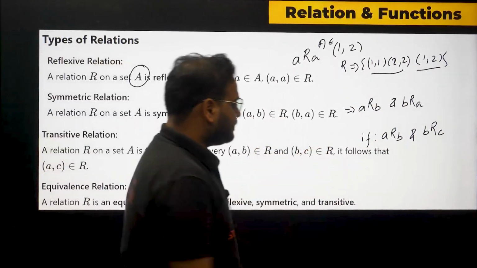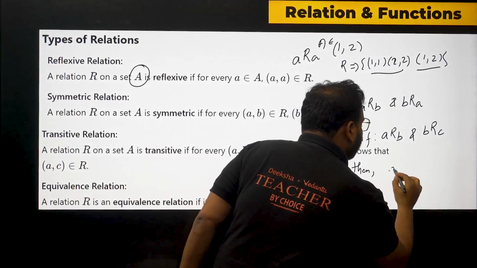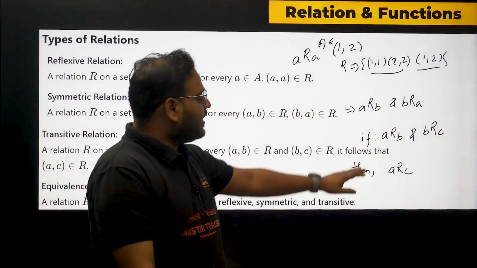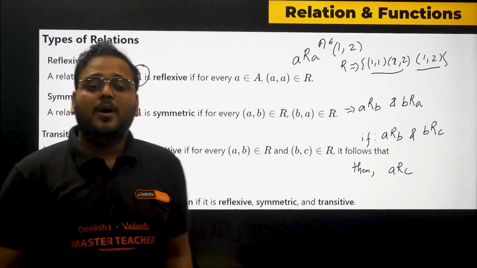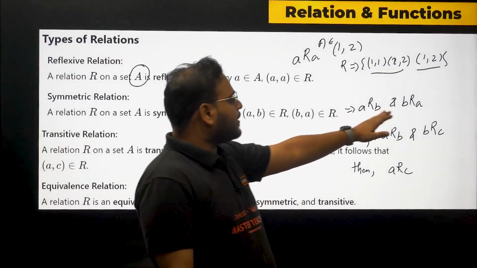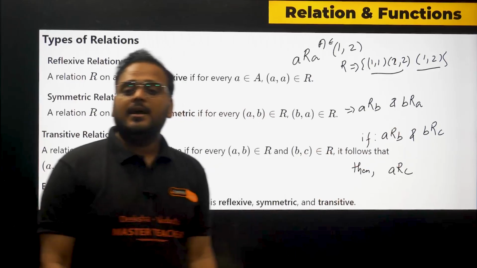Then the then condition is that ARC should also be true. It means that the ordered pair (A, C) should also be part of the relation. Okay, so this is clear. In symmetric we have ARB, BRA. In transitive we have 3 conditions: ARB, BRC and ARC.